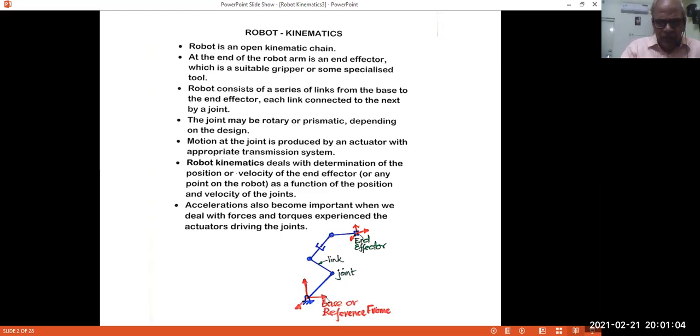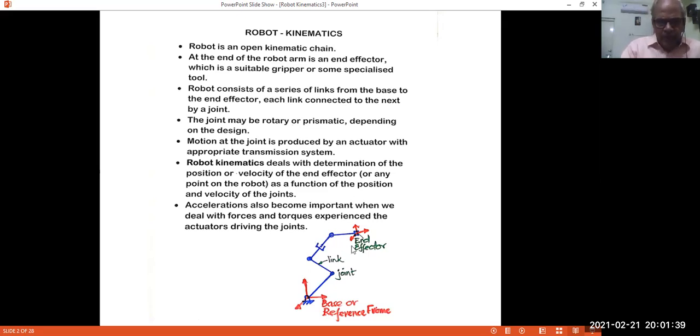The robot consists of a series of links connected by joints. These joints can be rotary or prismatic. That is, rotary in the sense they produce relative rotational motion between adjacent links, or the two links can be moving linearly. Each of these joints is driven by some kind of actuator, usually controlled by a central computer, and they can be electrical, hydraulic, pneumatic, etc.